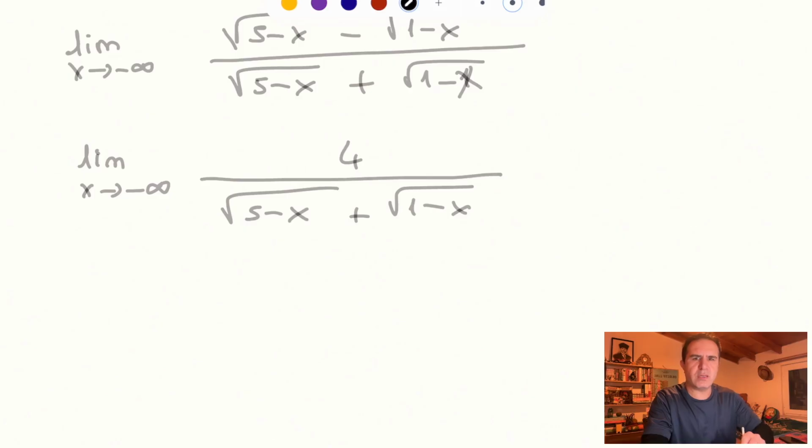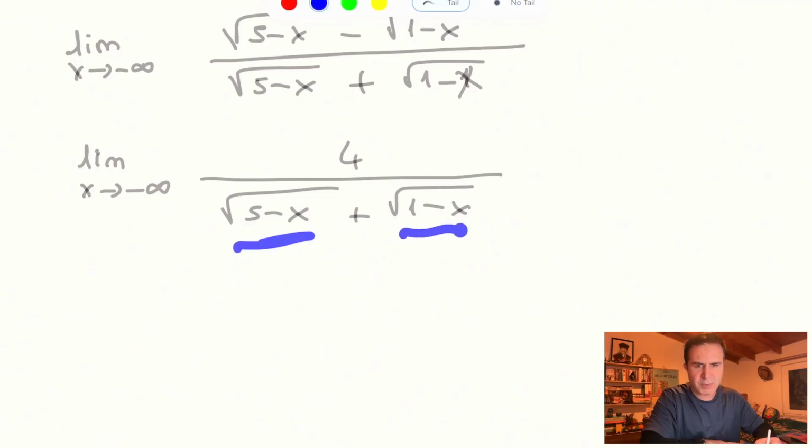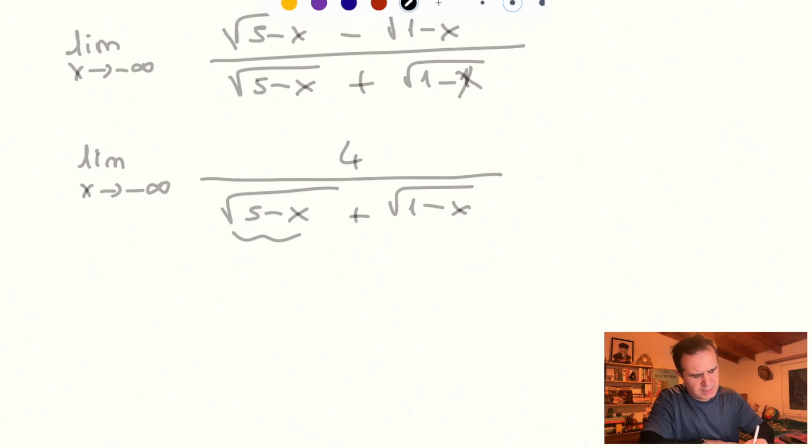Now, we have here 4 divided by square root of 5 minus x plus square root of 1 minus x. Here, square root of 5 minus x is infinite, and this one also infinite. This means that the denominator here grows without bound as x approaches minus infinity. Then this will be equal to 0.